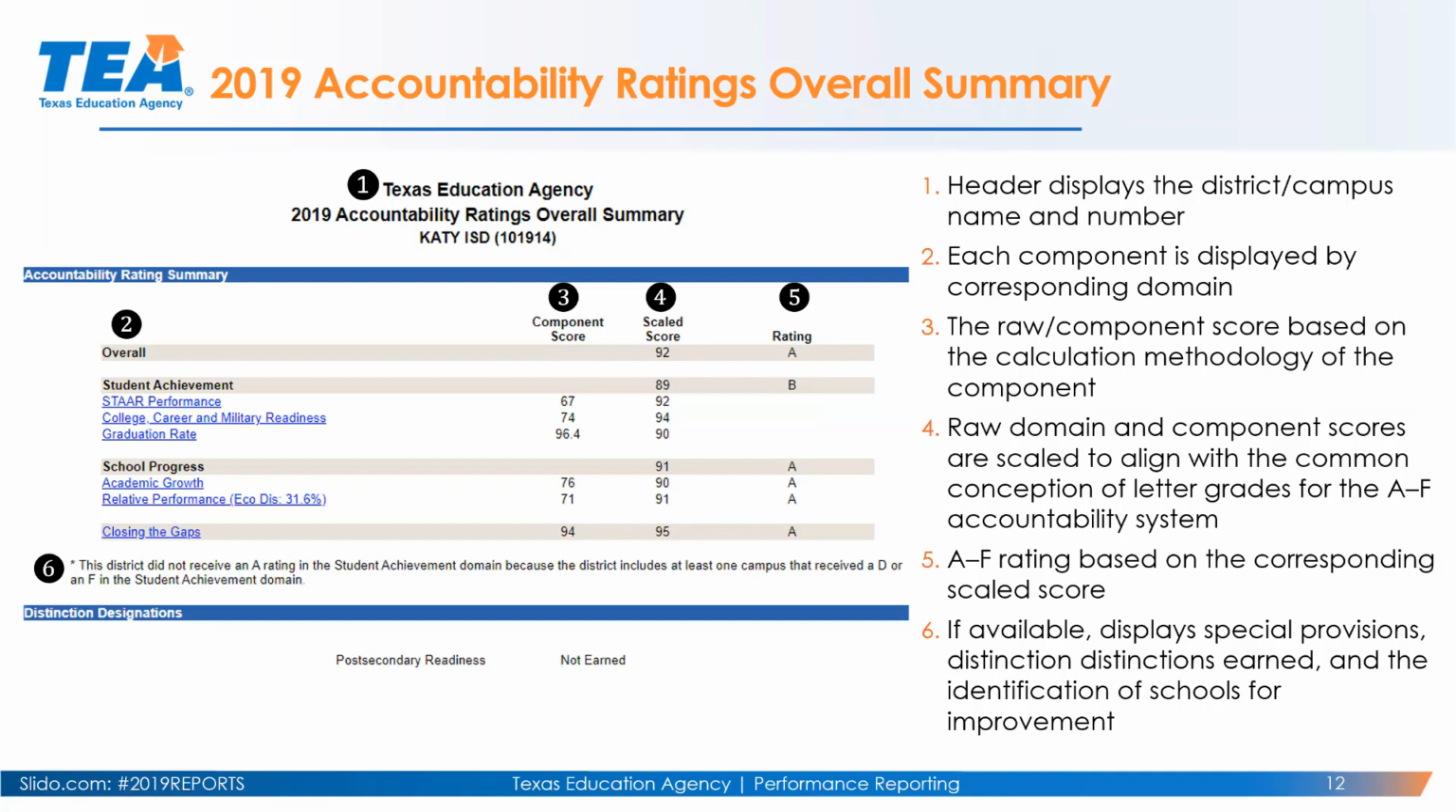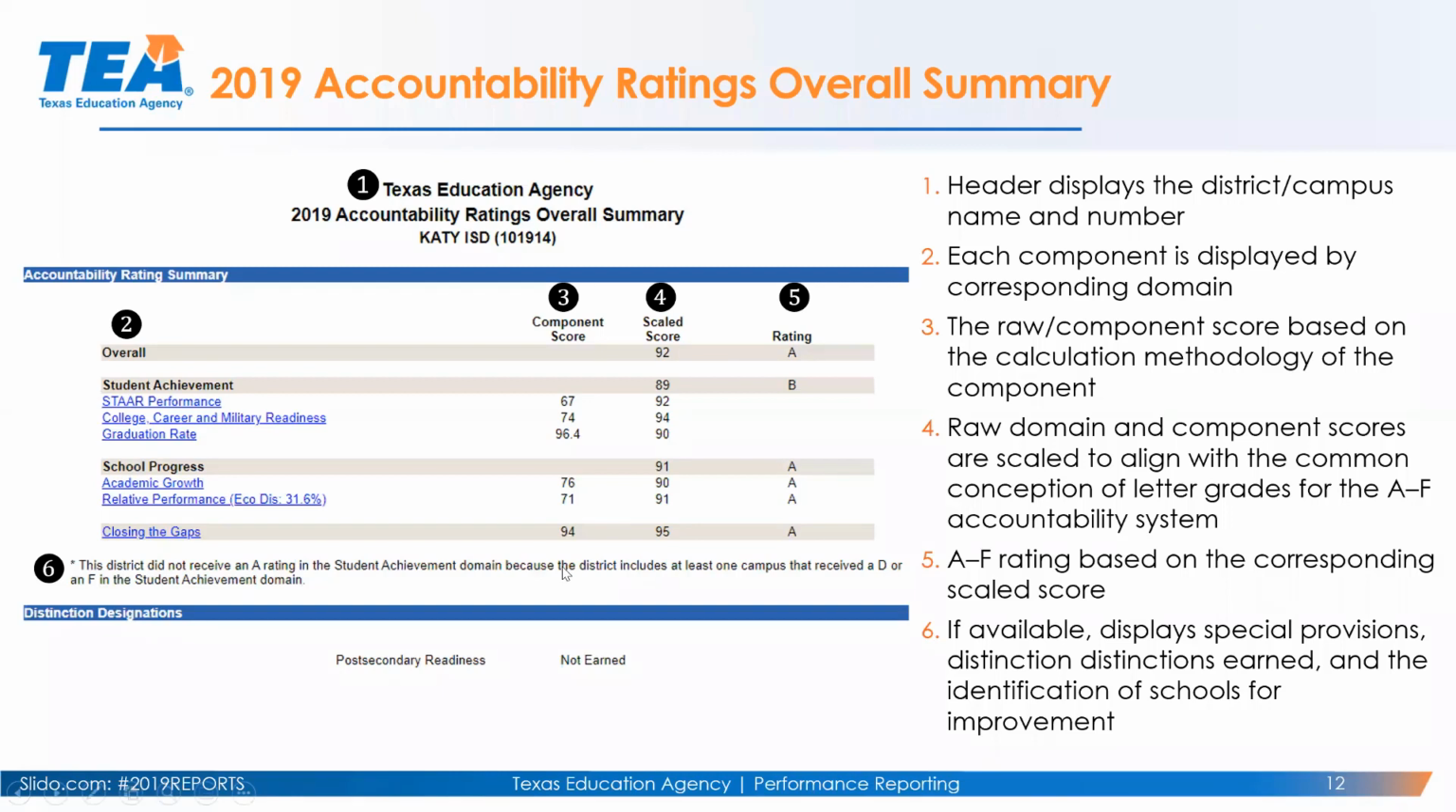For school progress, I have 2 parts: academic growth, which is a component score, which gets scaled. In this case, a 76 is scaled to a 90 or an A. And relative performance is a 71 raw or component score, which is scaled to a 91, which is also an A. I take the better of for school progress. In this case, 91 is more than 90. So 91 is what the rating is for Katy ISD for school progress.